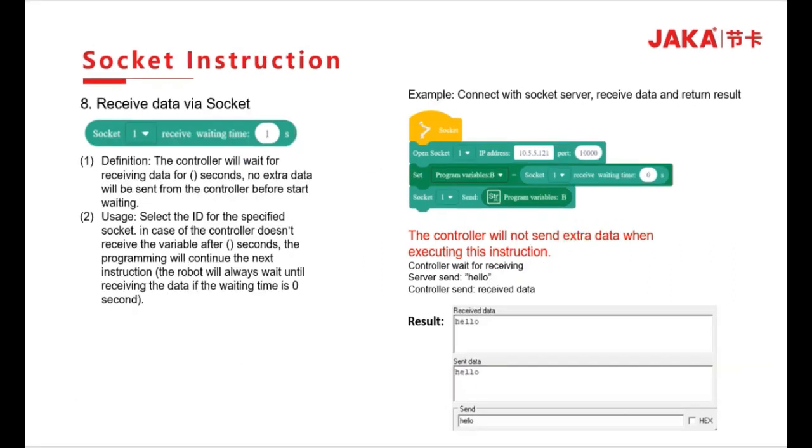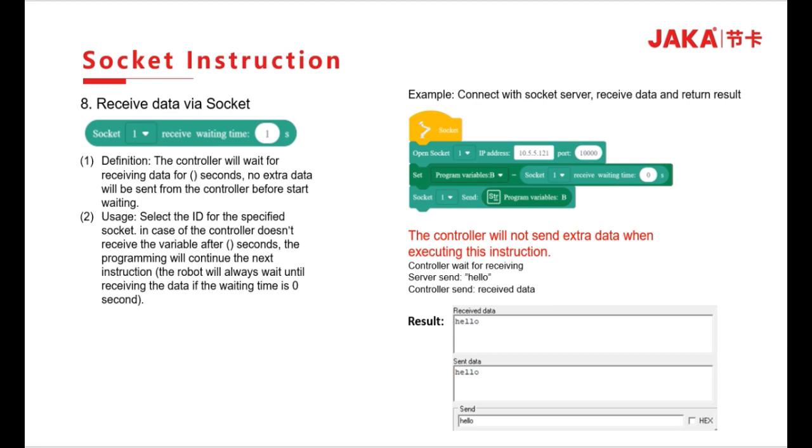Receive data via socket. The controller will wait for receiving the data for a certain amount of seconds. No extra data will be sent from the controller before it starts waiting. Select the ID for the specified socket. In case the controller doesn't receive the variable after a certain amount of seconds, the program will continue to the next instruction.